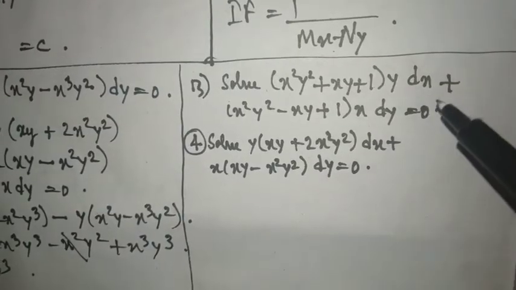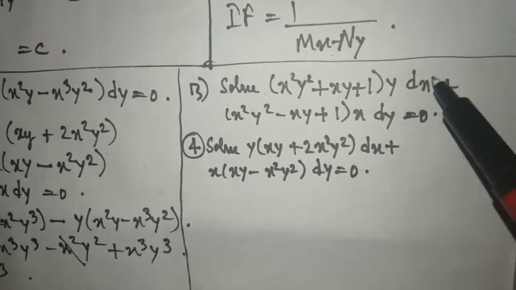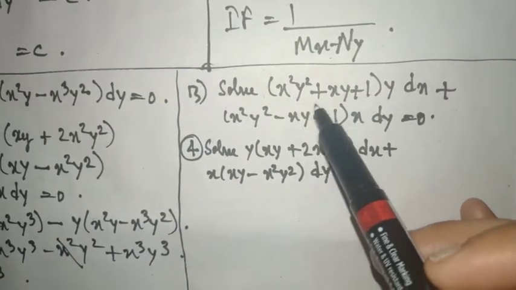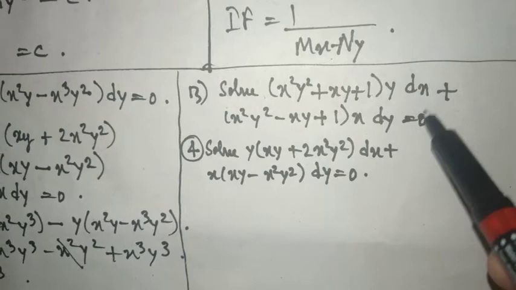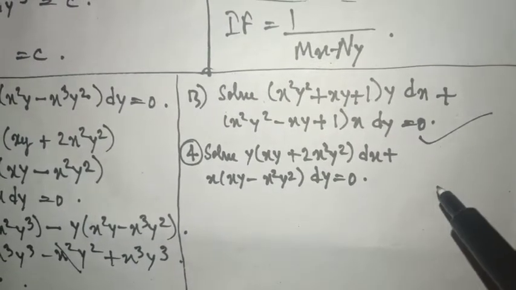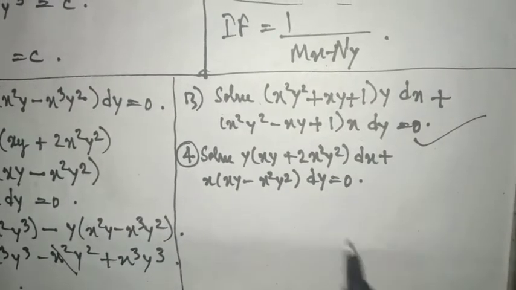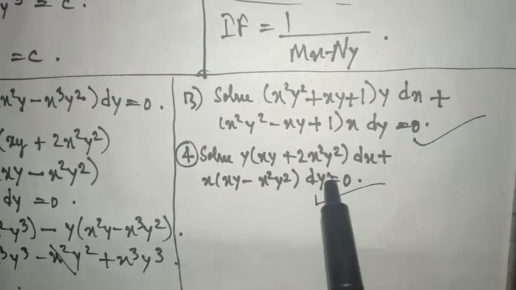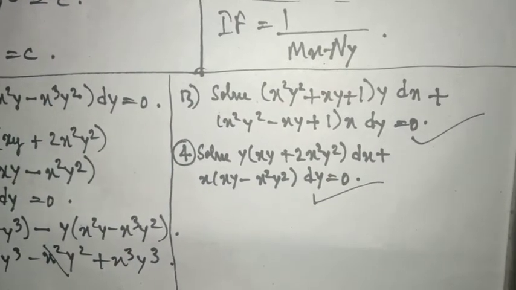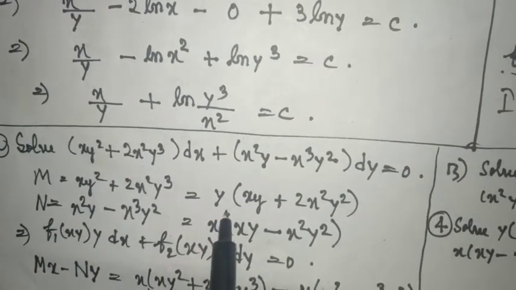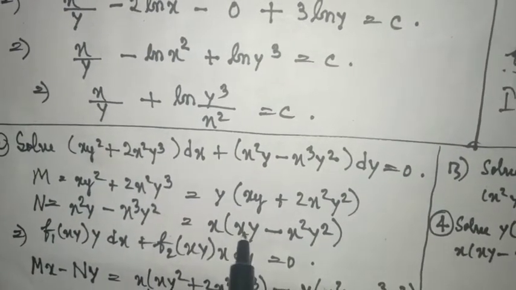See, here are two more examples from this second form. Here also this is f of xy into y. F of xy means function of xy, okay. So this is also of that form. So here also the integrating factor is going to be 1 by mx minus ny. These are directly given in that form, but the question that we solved just now wasn't given in direct form, rather we reduced it into the standard form, okay.